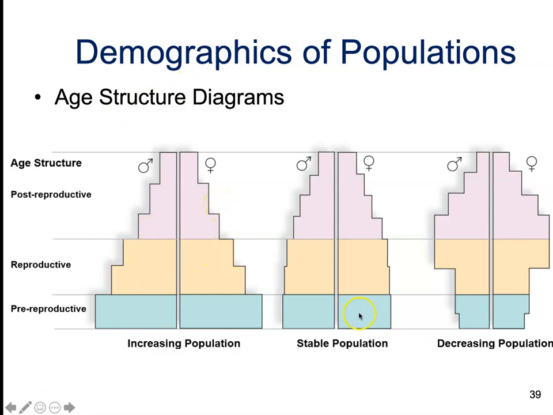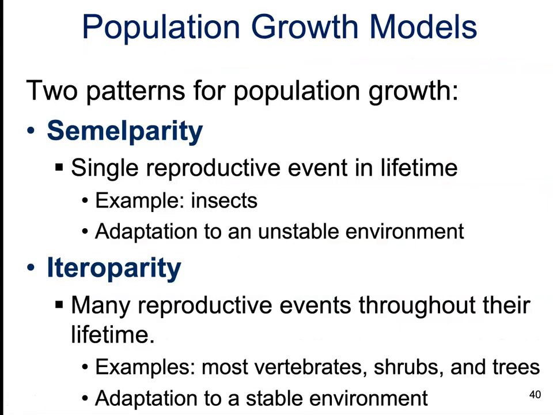In a stable population, where we're not really increasing too much, we're going to see a much more equal distribution between the reproductive and pre-reproductive stage. In a decreasing population, we're going to see that the reproductive stage is actually quite small, which leads to an even smaller pre-reproductive stage, even smaller offspring, and we have a very large population in the post-reproductive stage.